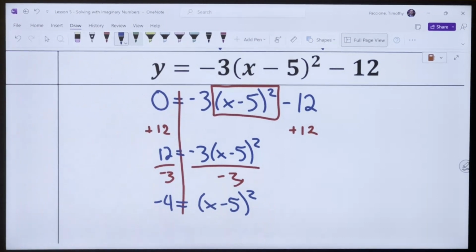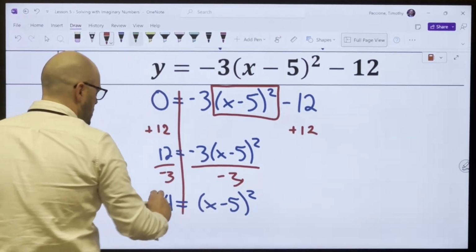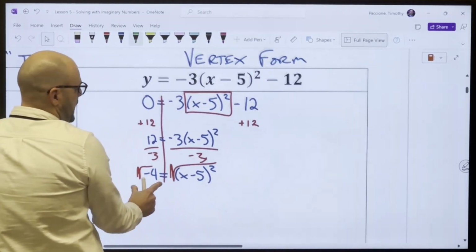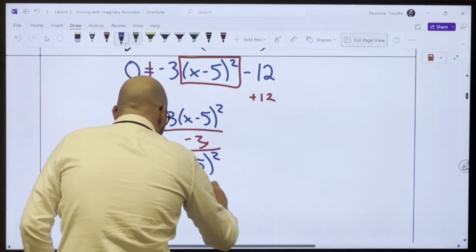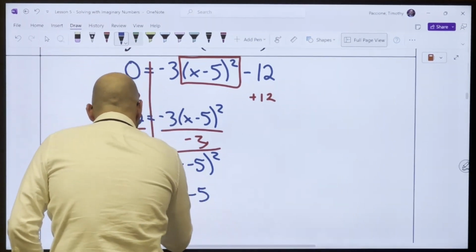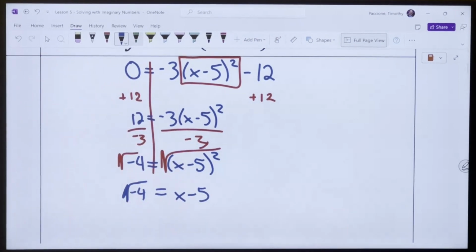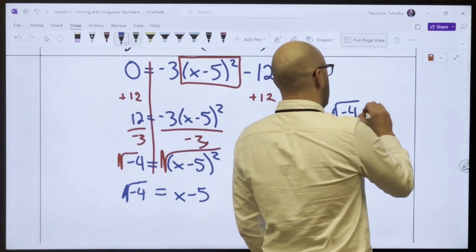Okay, again, maybe some alarm bells. Wait a minute, I'm squaring something and I get a negative? I don't think so. I think I know what my answer might look like. But let's prove it. So we take the square root, and we get x minus 5 over here, and then the square root of negative 4 over here. Square root of negative 4, we know becomes what?